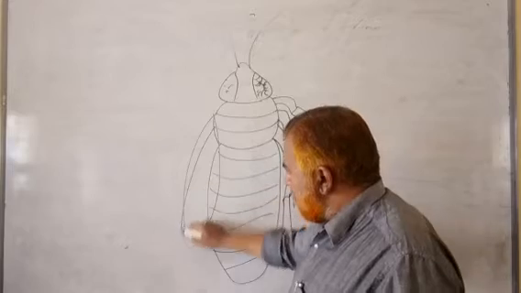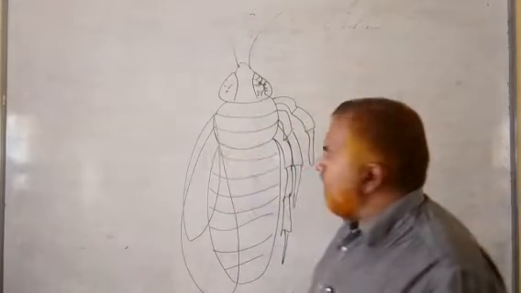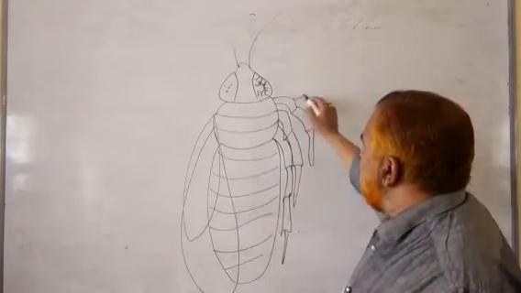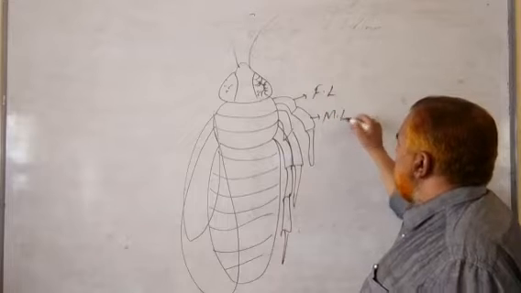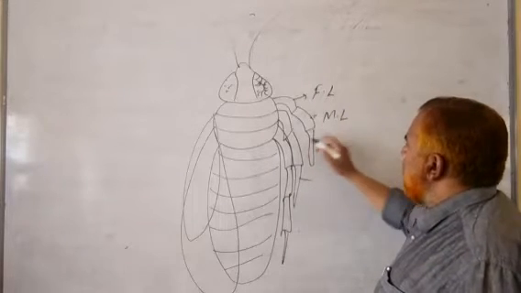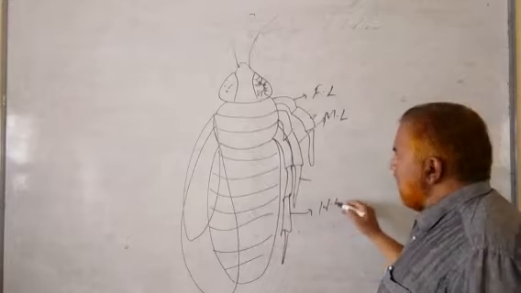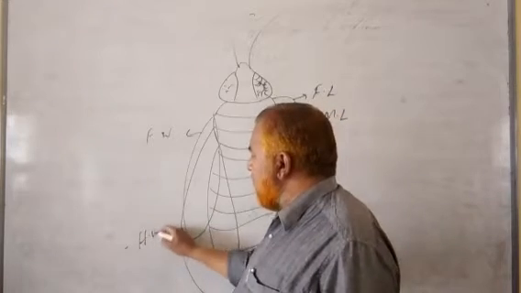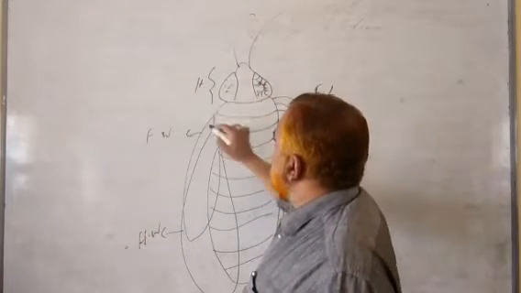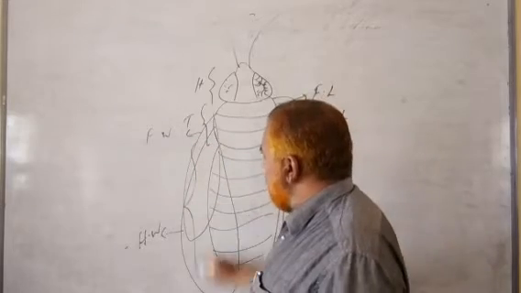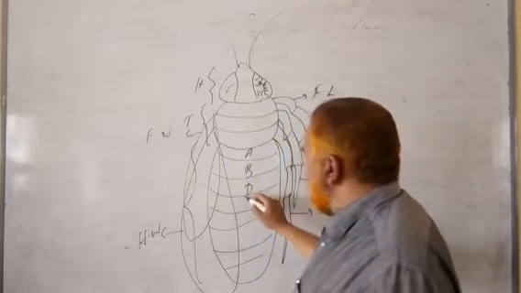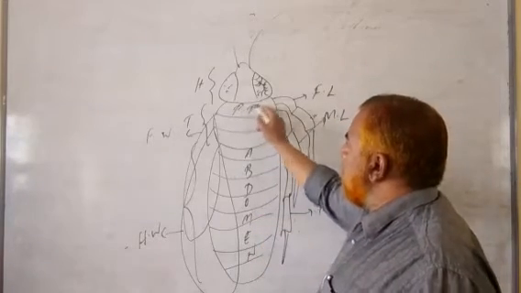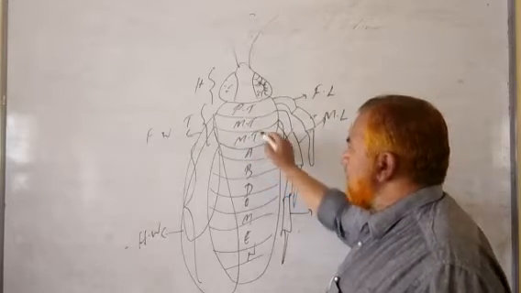From mesothorax and metathorax, one pair of wings arises. Limbs and wings are locomotory organs. This is the forelimb, middle limb, hind limb. This is the forewing, hind wing. This is the head, this is the thorax, this whole is the abdomen. Here prothorax, mesothorax, metathorax, clear.